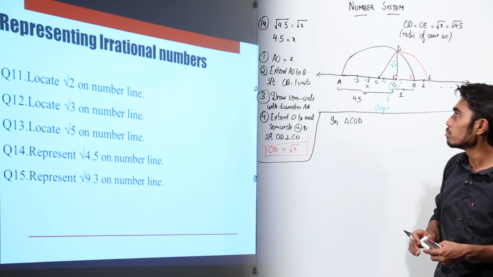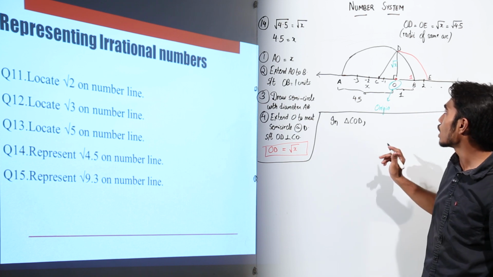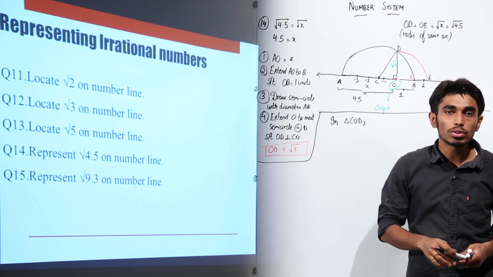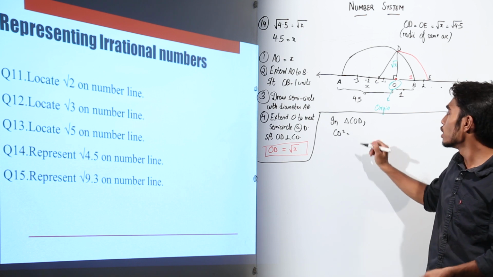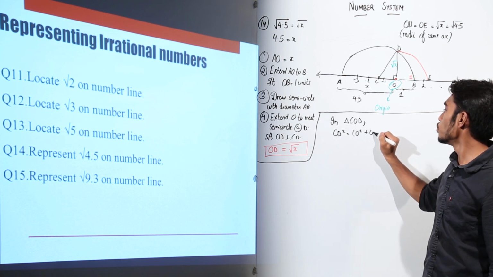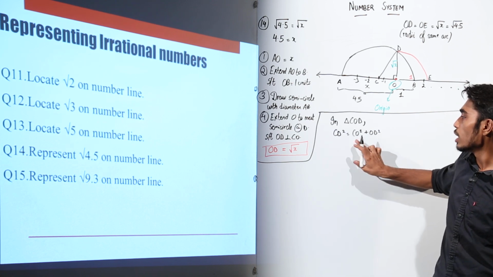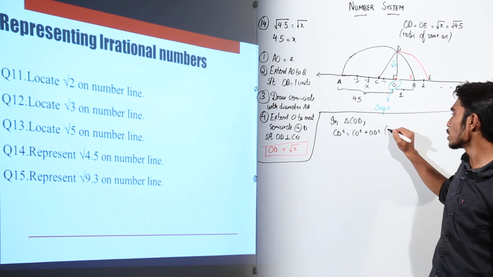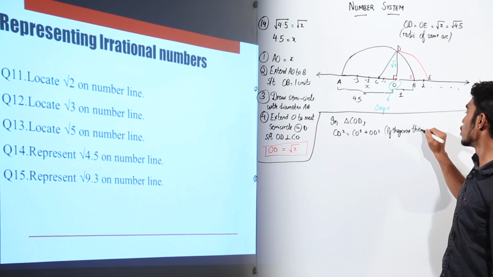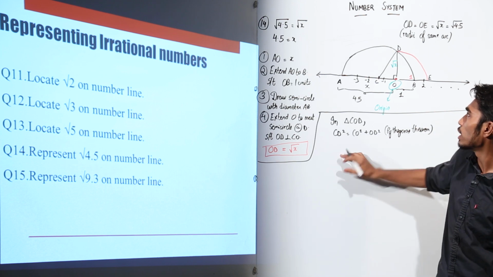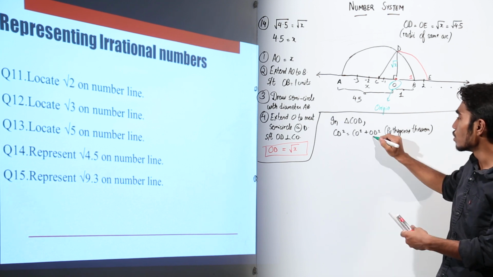Now by Pythagoras theorem, the prerequisite for this method is Pythagoras theorem. Pythagoras theorem states that the square of the hypotenuse is equal to the sum of the squares of the other sides. So CD square, which is the hypotenuse square, is equal to CO square plus OD square, right? These two are the other sides. This is nothing but Pythagoras theorem. We'll be using this theorem to find out the length of the line segment DO. This DO or OD we need to find.